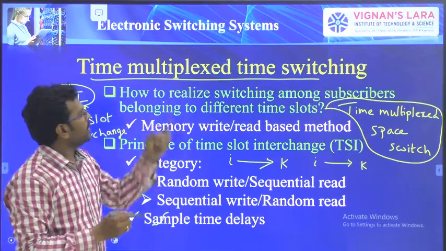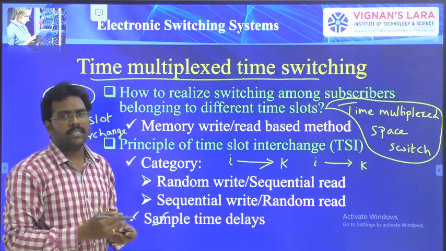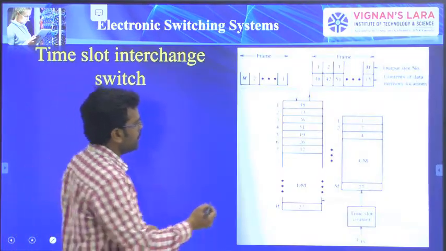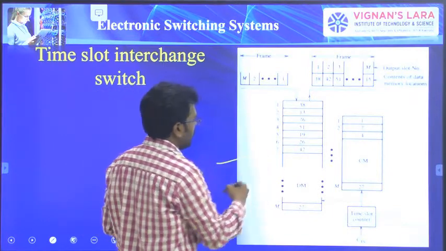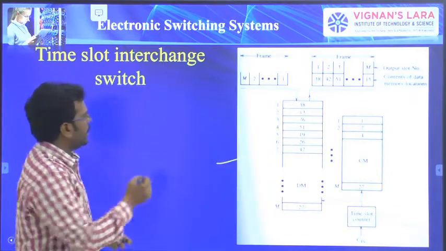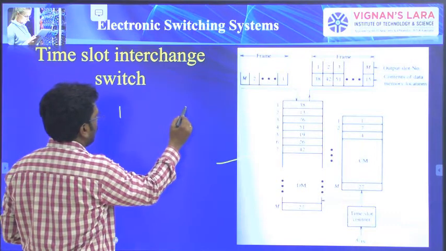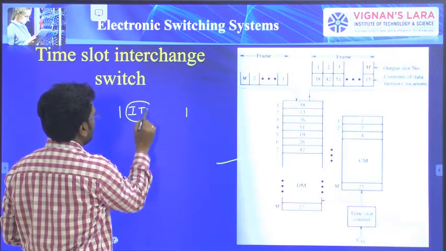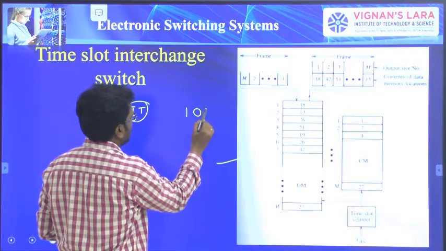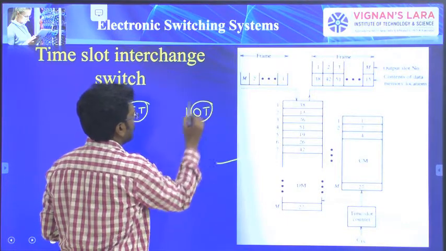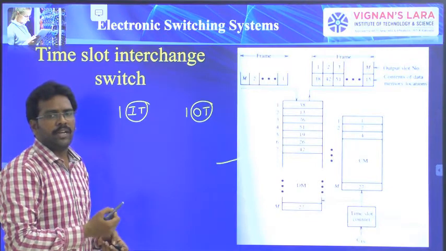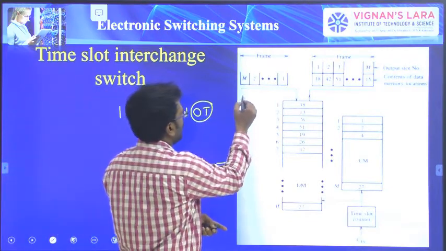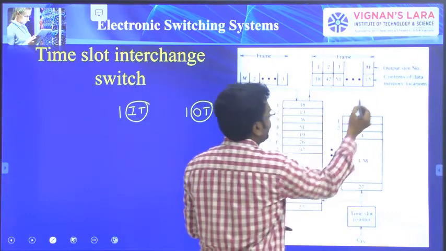In the case of a time division, or time multiplexed, time switch, I am taking an example here. I am considering only one incoming trunk and one outgoing trunk. IT stands for incoming trunk and OT stands for outgoing trunk. For the time being, to explain this TSI principle, I am taking only one incoming trunk and one outgoing trunk.